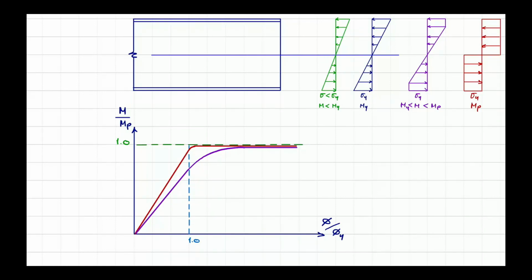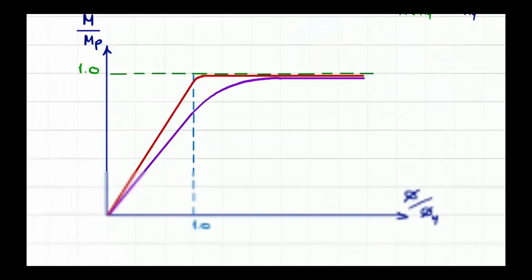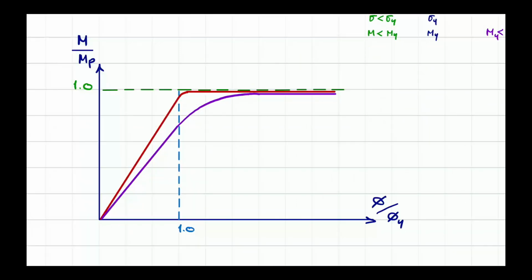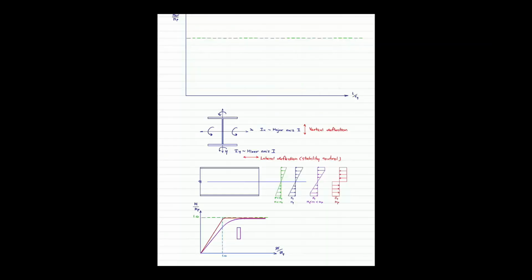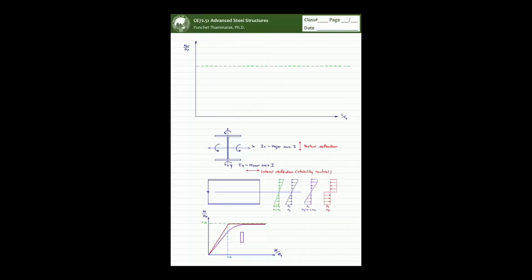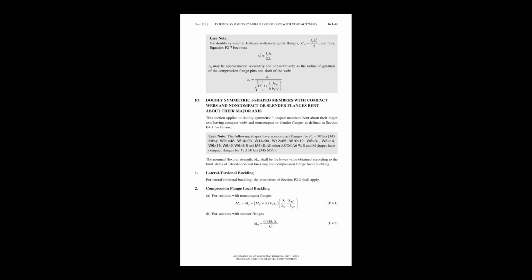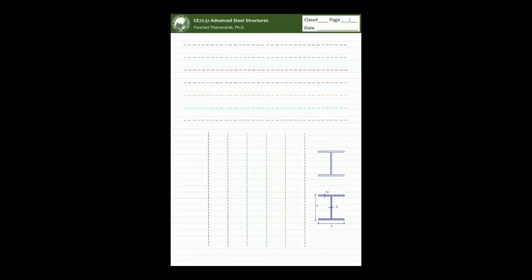When you plot the moment curvature response, you can end up with different behavior pretty much like this. First of all, when the normalized ratio of phi to phi y approaches 0, we are talking about two different cross sections now. The red line and the purple line. The purple line is this cross section, whereas the red line is for the wide flange cross section.